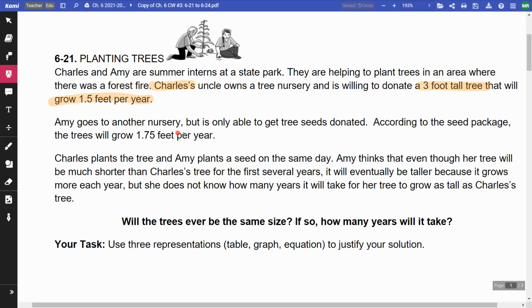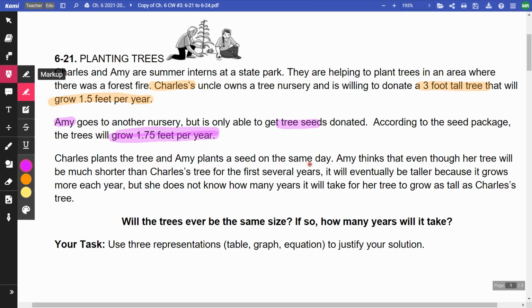Amy goes to another nursery, but is only able to get tree seeds donated. According to the seed package, the trees will grow 1.75 feet per year. So Amy has tree seeds that will grow 1.75 feet per year. Now Charles plants the tree and Amy plants a seed on the same day. So I'm going to highlight that they're starting at the same time.